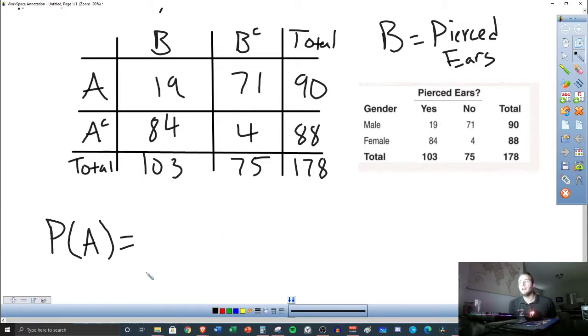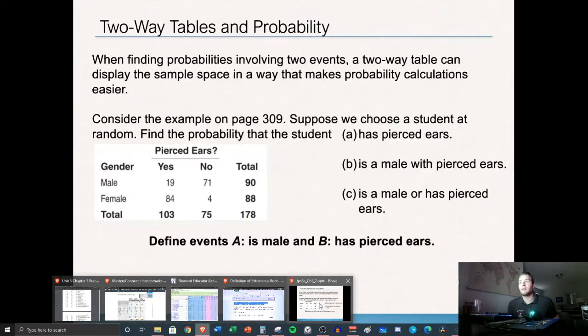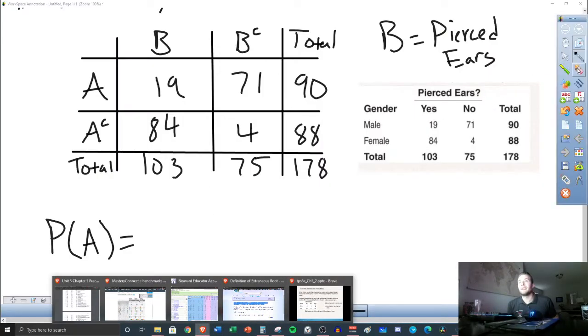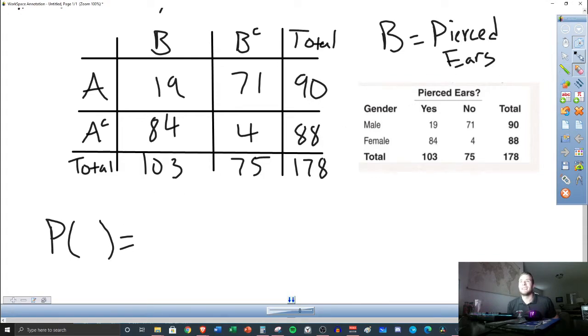All right, so for probability of A, this is the probability that they are male, right? That's what we wanted to find. Oh, I got that wrong. It's probability of B, pierced ears. Let's pause it again. I'll make sure that I didn't pause it before this, okay? Probability that they have pierced ears.